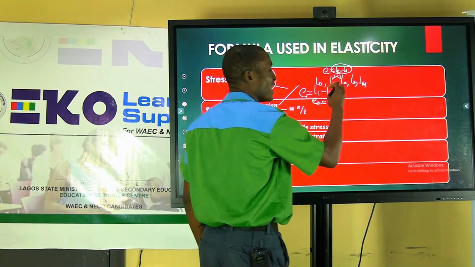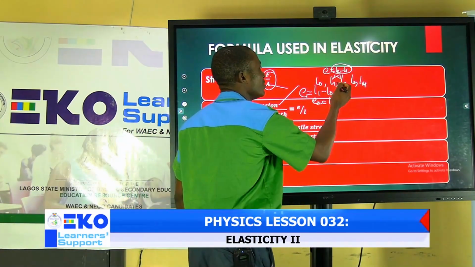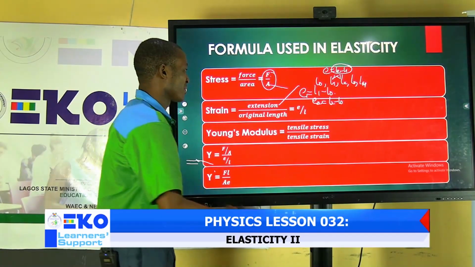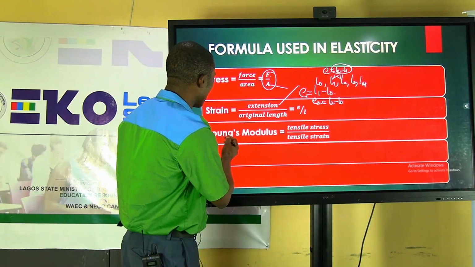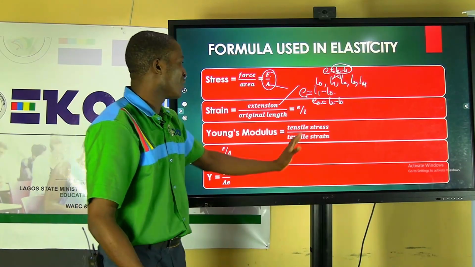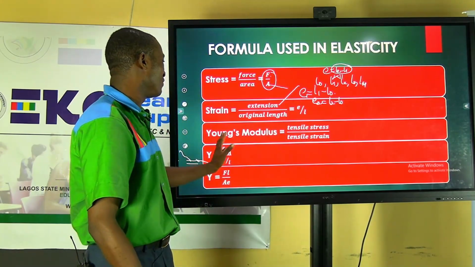So you don't compare extension by making use of the two new lengths. You make reference to the original length. So the next part, if you look at Young's modulus, we are looking at the ratio of tensile stress to tensile strain. The value you have in your tensile stress divided by the value you have in your tensile strain will give you Young's modulus.